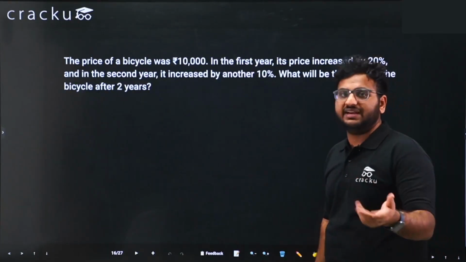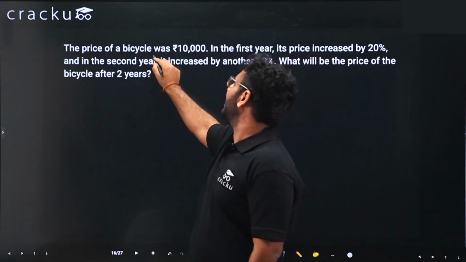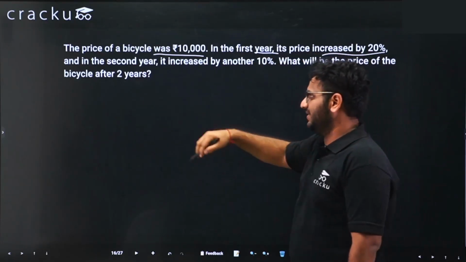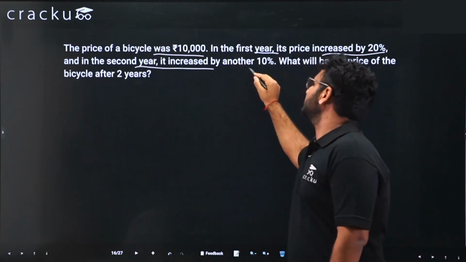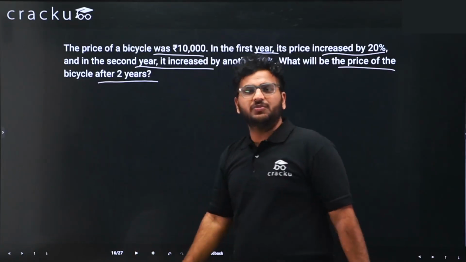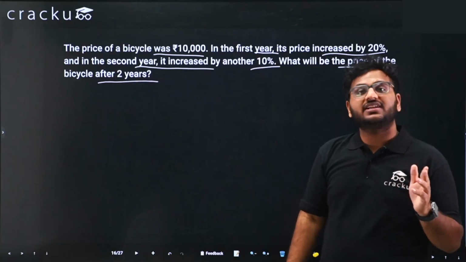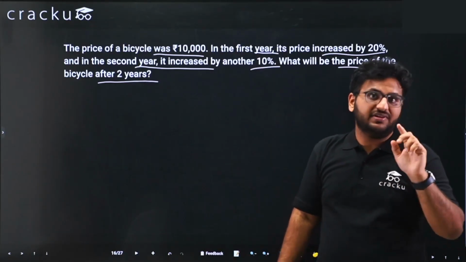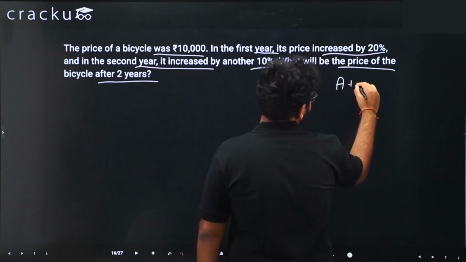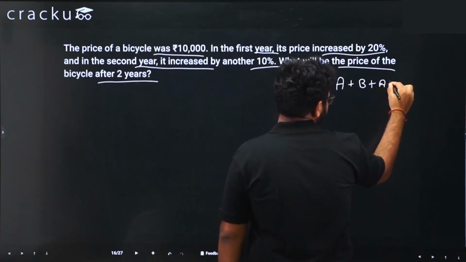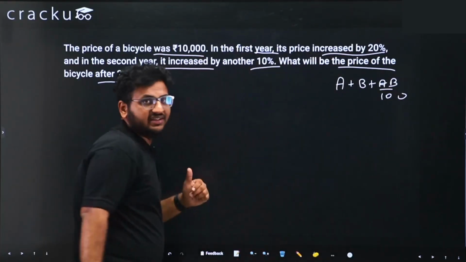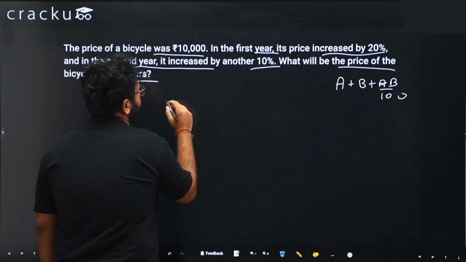Now let's move towards the next question. The question is, the price of a bicycle was rupees 10,000. If in the first year its price increased by 20% and in the second year it increased by 10%, what will be the price of the bicycle after 2 years? So basically the price is asked. So let us solve it by another method. If net percentage had been asked, then we could have solved by A plus B plus AB by 100. But we have been asked the price. So why need to calculate the net percentage? Let's calculate this.